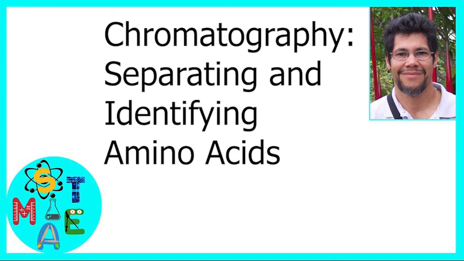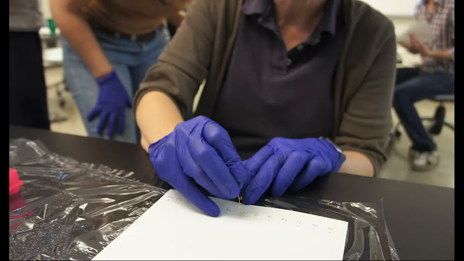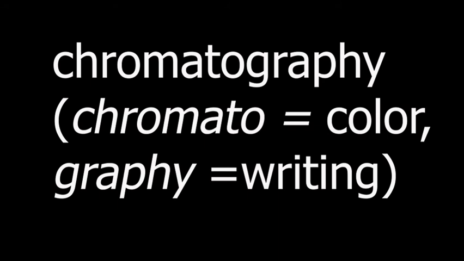Today's episode: separating and identifying amino acids. In this activity, you will separate amino acids by using a technique called chromatography. Chromato means color and graphy means writing. Chromatography really means writing with colors.